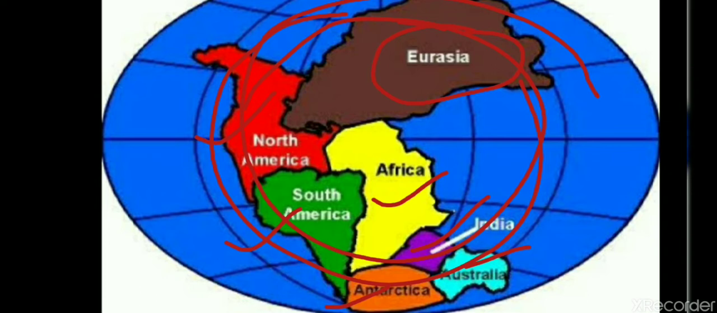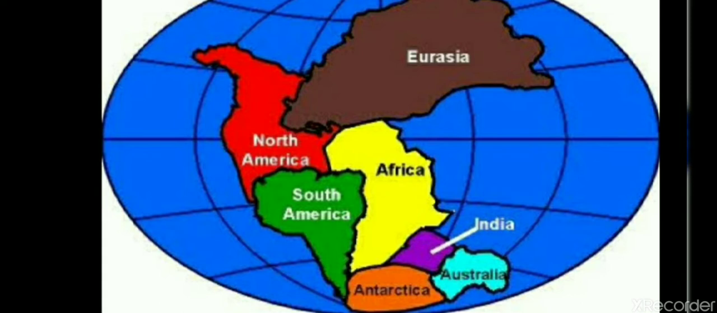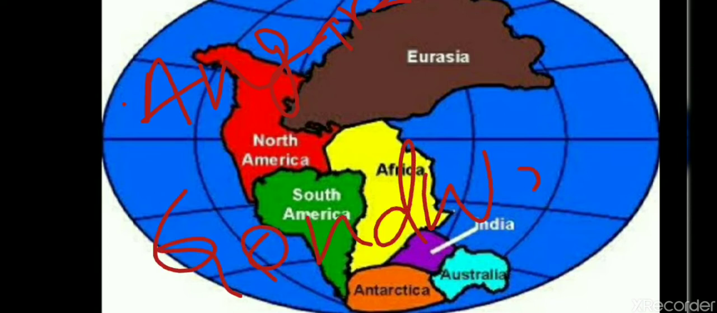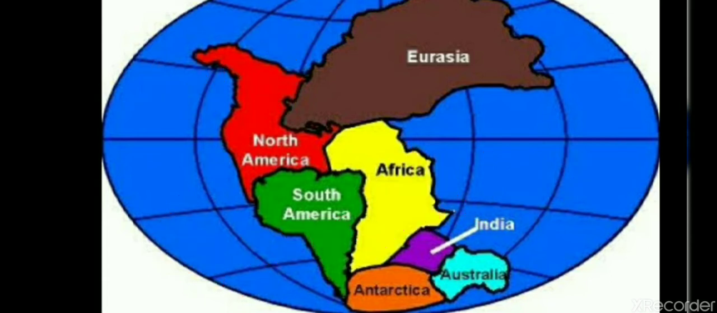One more thing you need to know: the northern part of Pangaea was called Angara land, and the southern part is known as Gondwana land. So in Gondwana land, we can say that South America, Africa, India, Australia and Antarctica were included. The supercontinent Pangaea began to break apart about 175 million years ago.